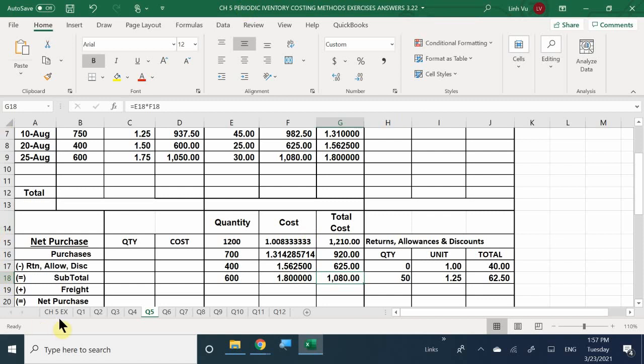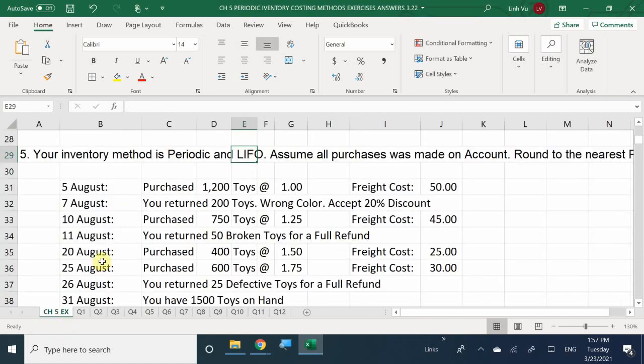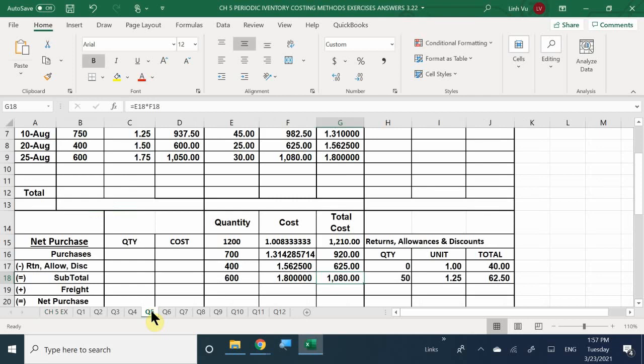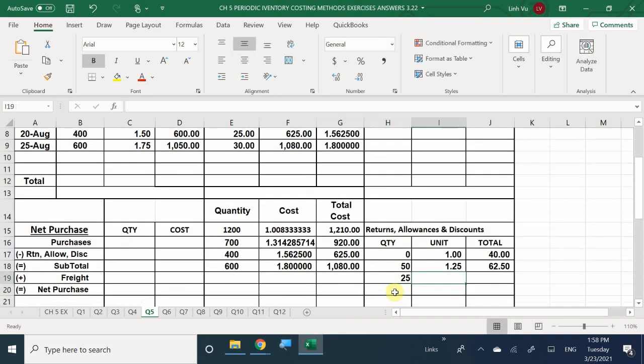Now let's see what happened next. Return 25 defective toys for a full refund. We returned 25 items at a full refund. So now I know, since that was my last inventory, we're always assuming that every batch that you purchase and you make a refund, it's going to be associated to the batch previous before that. So here, I am making 25 items returned. At what unit price am I going to cost it? How much did it cost me to purchase those items?